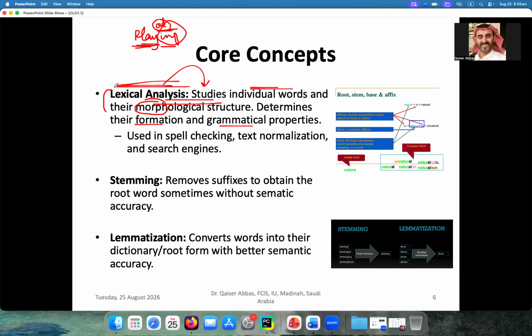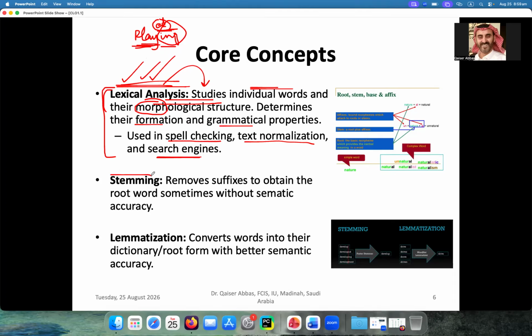Where are we using this lexical analysis? We are using this lexical analysis if you are going to build a spell checking application, a spelling checker. Then you have to do this. If you are going to build some application for text normalization, then you have to do this. If you are building a search engine, these are only three examples. We can go on with many examples here. If you are going to build a search engine, then you have to do this.